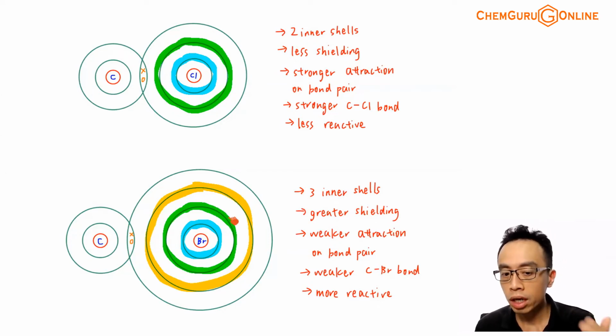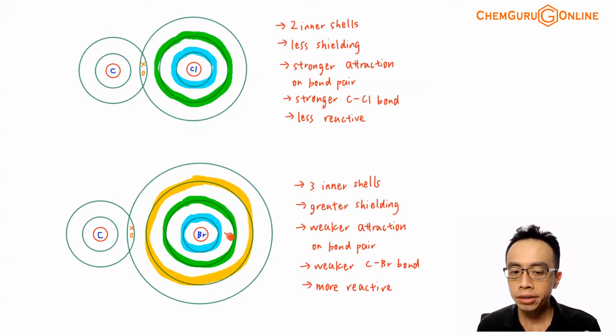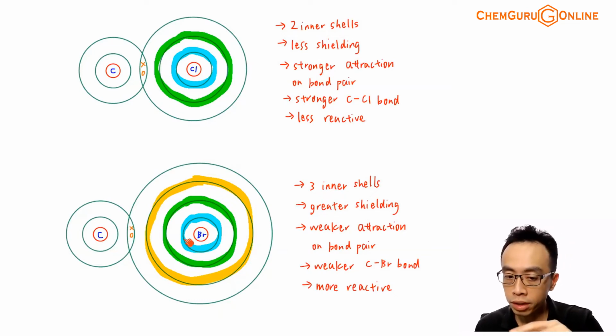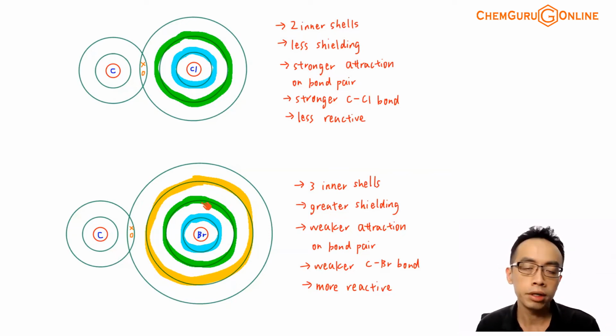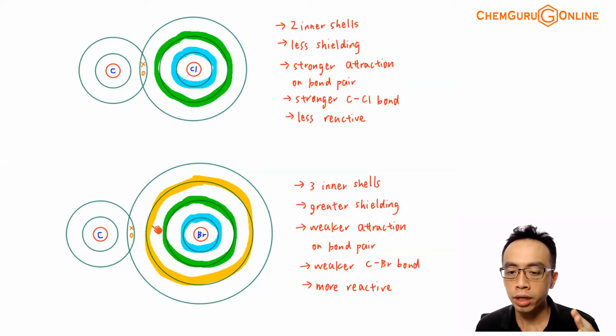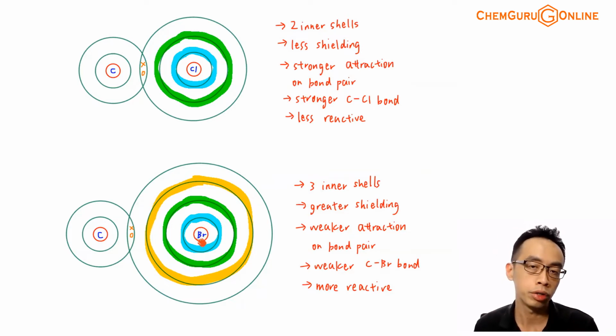If I compare this with bromine, since it is in period 4, you have three inner shells. The first inner shell is represented in blue, the second inner shell in green, the third inner shell in orange, followed by the valence shell, which is n equals 4. Between this bond pair of electrons and the bromine nucleus, there are three inner shells. There are more inner shells, which means one more additional inner shell to exert a greater shielding effect.